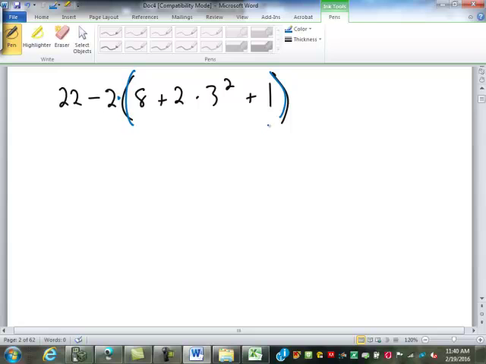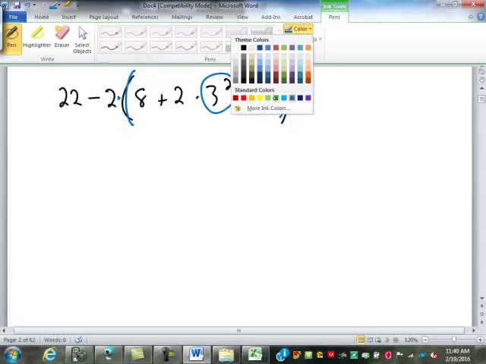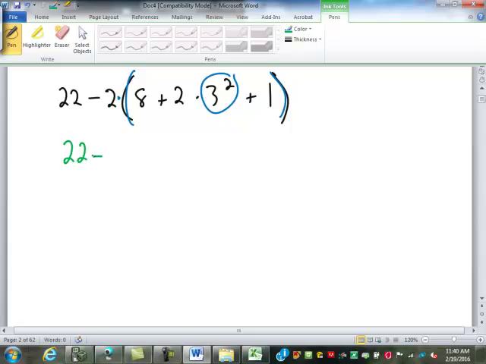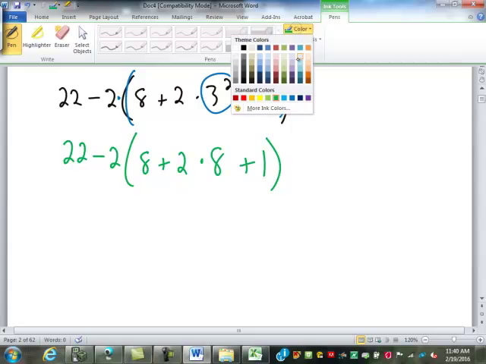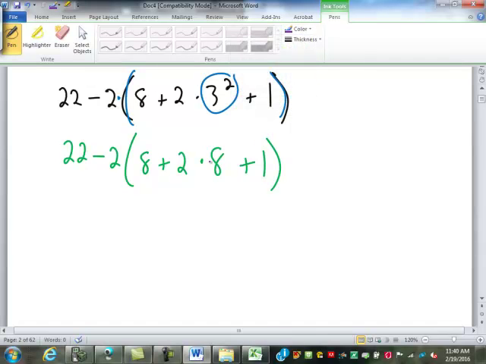So that's the parentheses. Now inside there, we're checking for things to do, and we see that there is an exponent, so 3 to the second power. So that's where we must begin. So 3 to the second power is 8, so I replace that with an 8. Next, inside the parentheses, we have multiplication, 2 times 8. We're going to replace that with a 16.